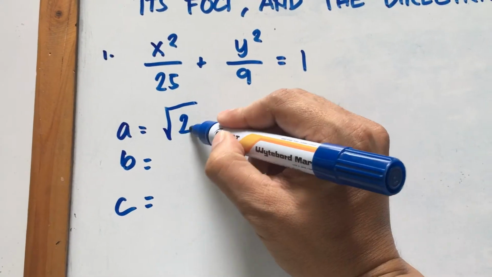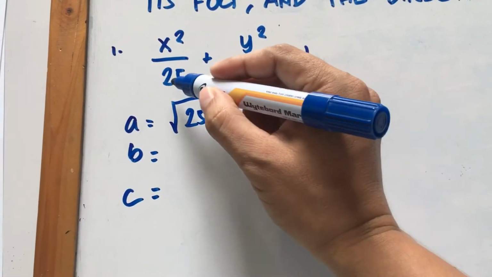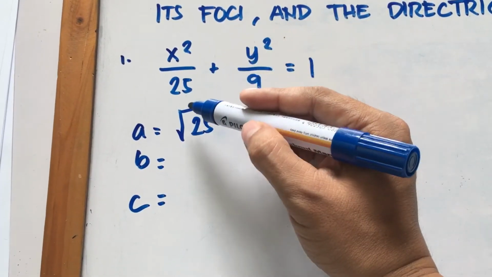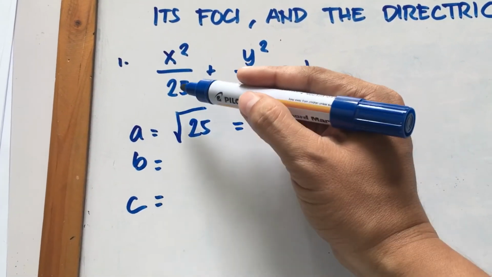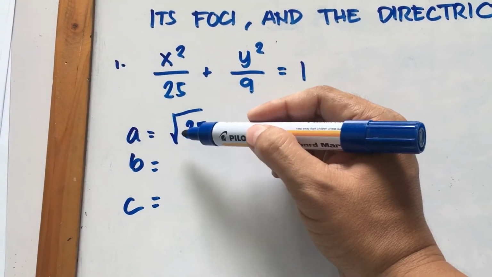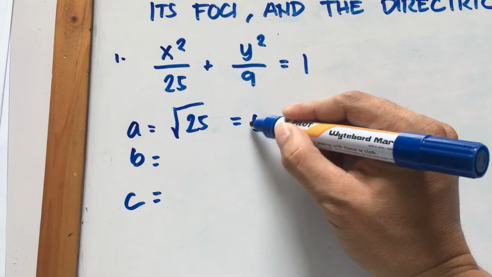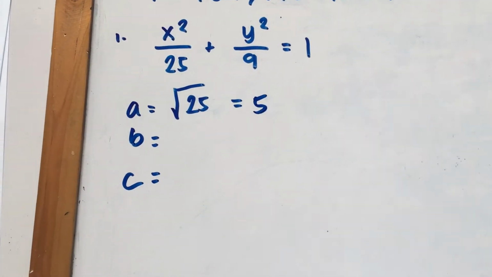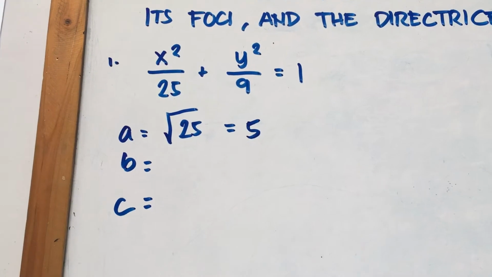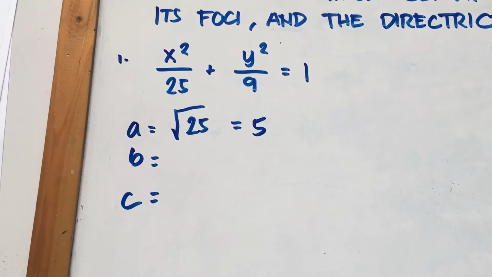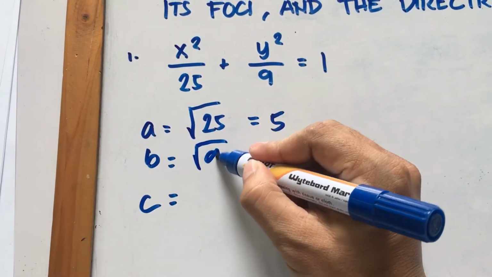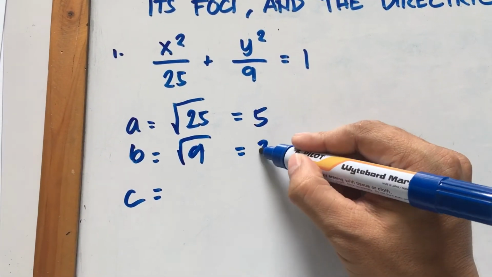Okay, so square root of 25. That's why, again, your a squared is equal to 25. To get the value of your a, you just put the square root to cancel out the exponent of 2. So the square root of 25 gives the value of 5. And then for the value of your b, since your b squared is equal to 9, you put the square root of 9. So the square root of 9 is equal to 3.